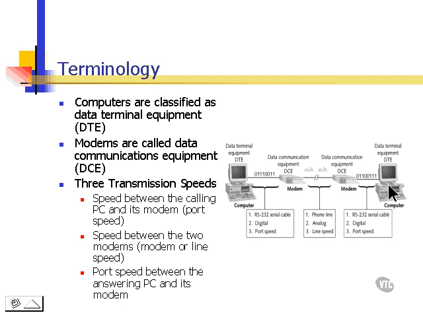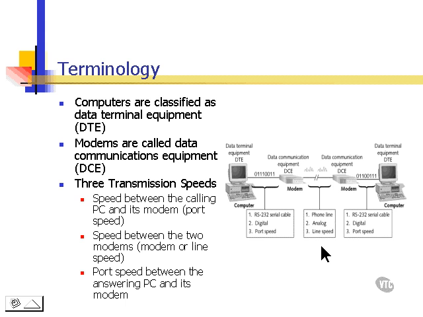So there's actually 3 transmission speeds that are involved. There's the speed between the calling PC and its modem, which is called port speed. Then there's a speed between the 2 modems, which is called line speed or modem speed. And then finally there's the port speed between the answering PC and its modem.